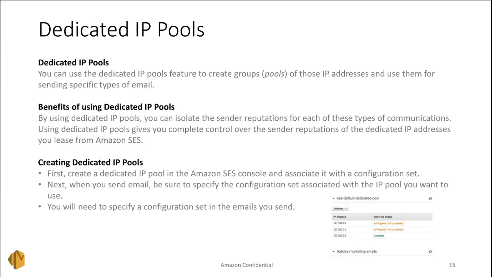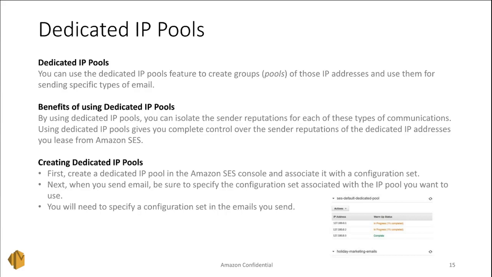And how do you do it? First, you need to create a dedicated IP pool. You give it a name, and then you move your IPs to it. Then when you're sending emails, you need to specify which pool it should use. You will need to use a feature we launched last year called configuration set. I'm taking a little detour here to explain what a configuration set is, because that is really important and will come across in multiple places today. Think of a configuration set as a group of rules that you can apply to the emails you send using Amazon SES.